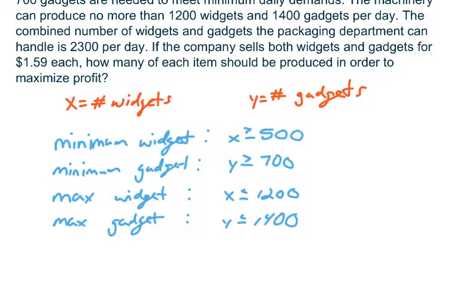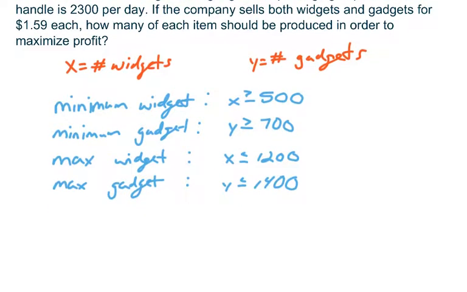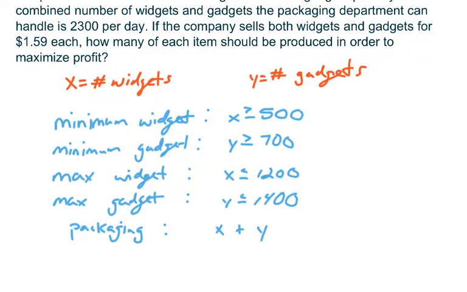What else does it tell us? Well, it says the combined number of widgets and gadgets that the packaging department can handle is 2,300 per day. So if I take, we'll just call this packaging, we can say the number of widgets plus the number of gadgets, because it says the combined number it can handle is 2,300 a day, no more than that.